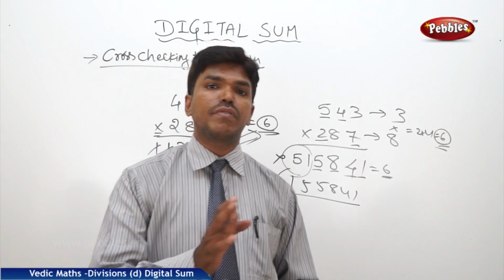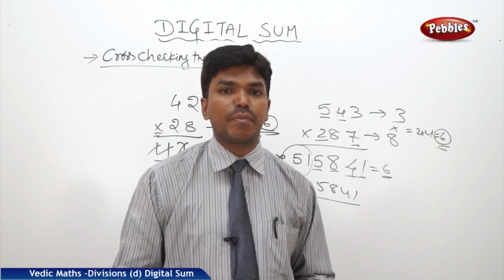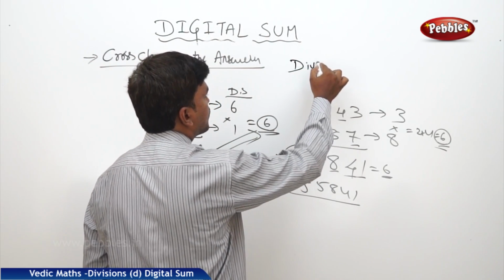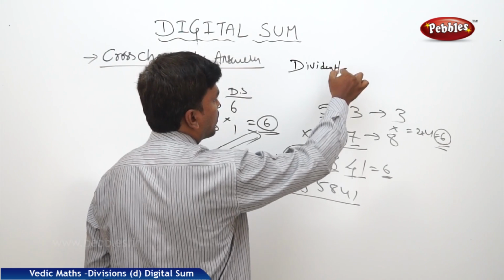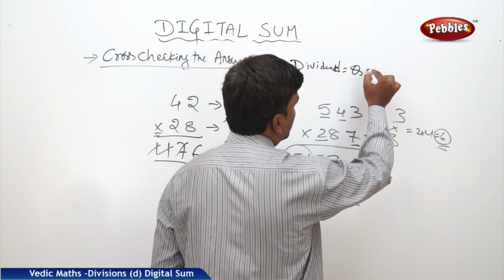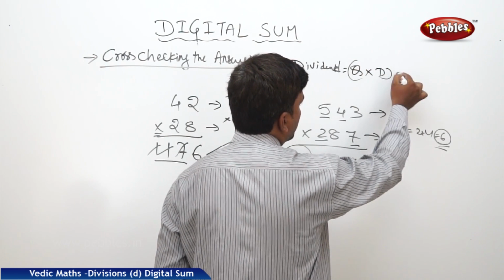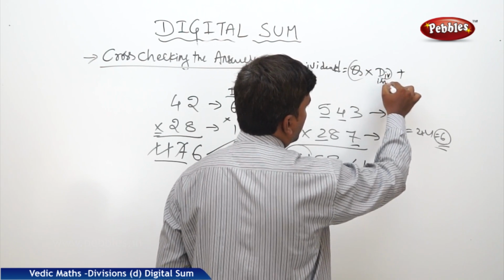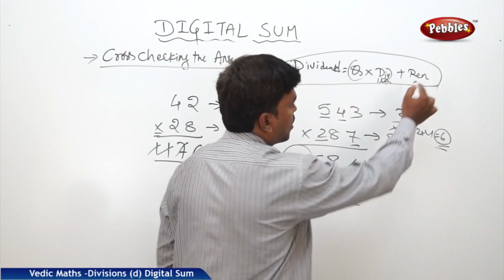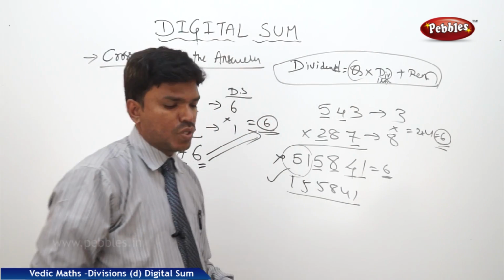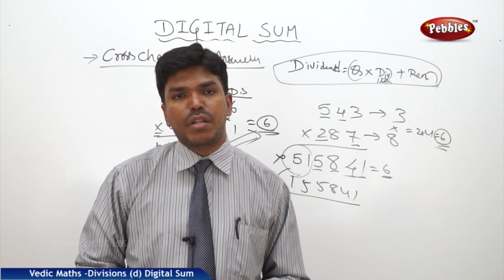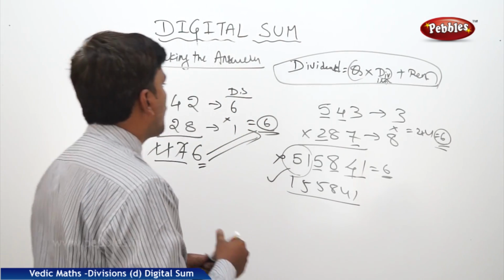Even the same thing you can apply for division also, just by applying the rule of what? Dividend equals quotient into divisor plus remainder. Okay, you can apply the same thing here with the digital sum to cross check divisions also. But remember one important point I want to tell you.